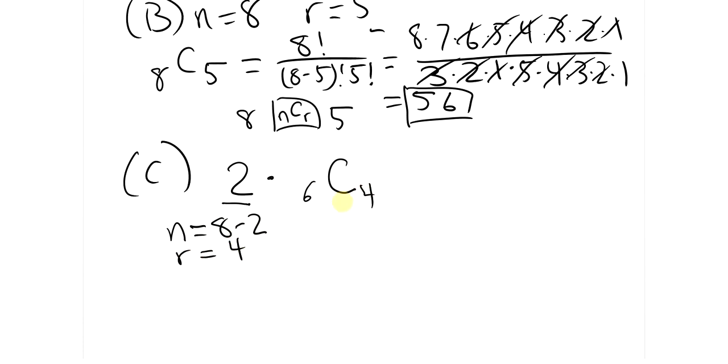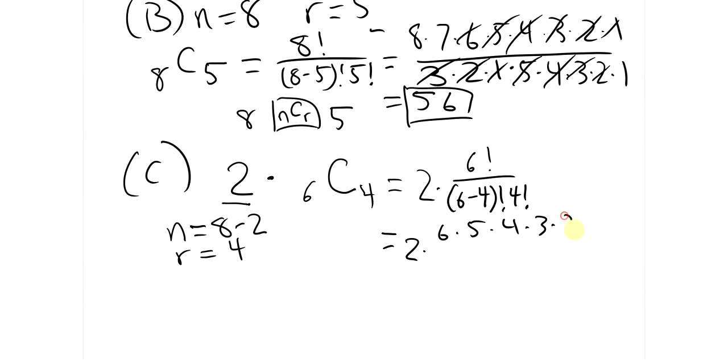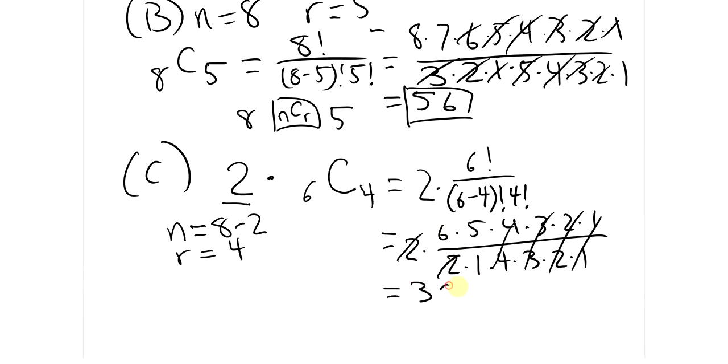So it's 2 times 6 combination 4. So it'll be 2 times 6 factorial over (6 minus 4) factorial times 4 factorial. That becomes 2 times 6 times 5 times 4 times 3 times 2 times 1 over 2 times 1 times 4 times 3 times 2 times 1, since 6 minus 4 is 2. These all cancel out. You can cancel out that 2 with that 2. We're left with 6 times 5, which is 30.